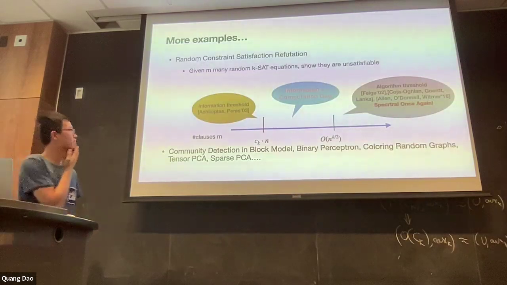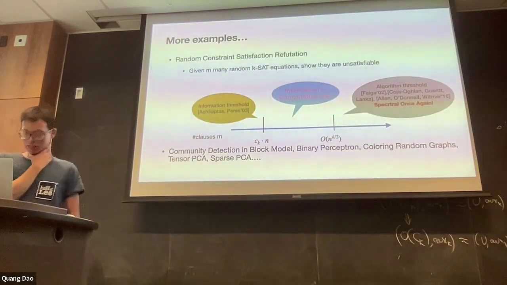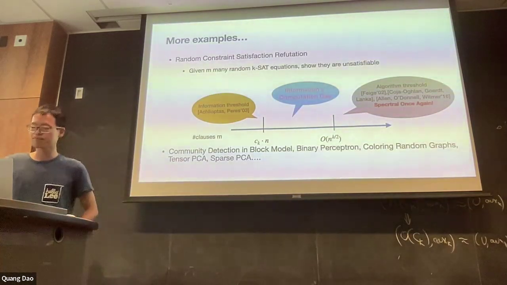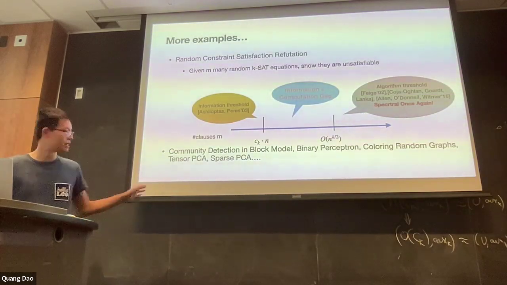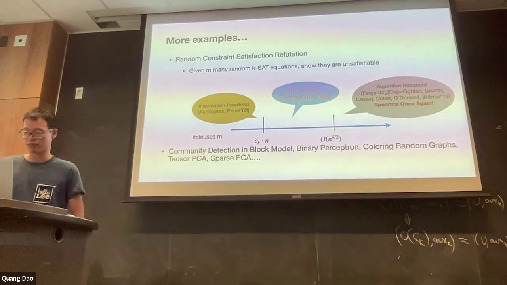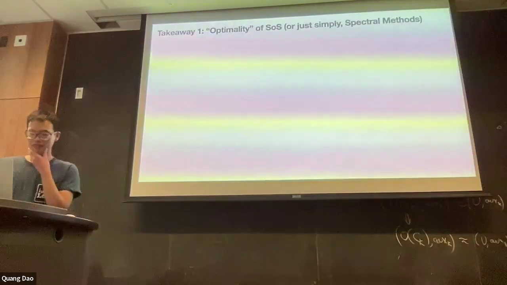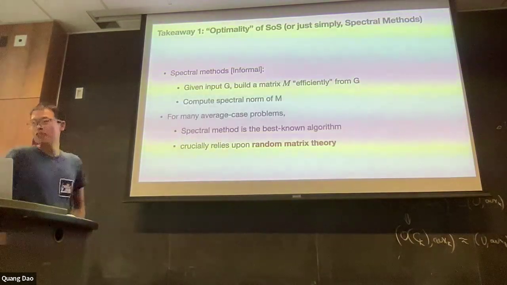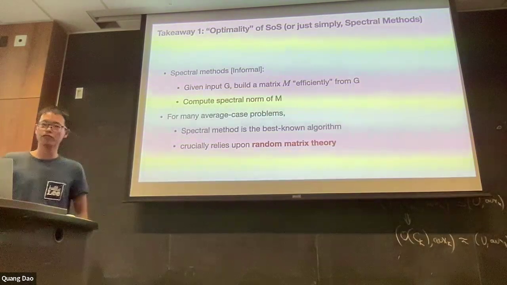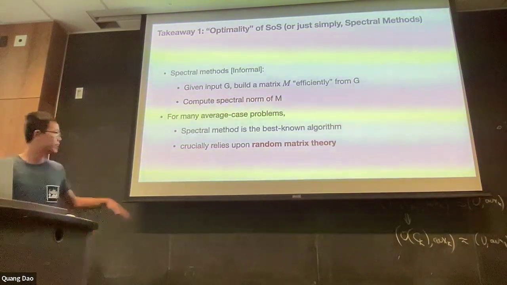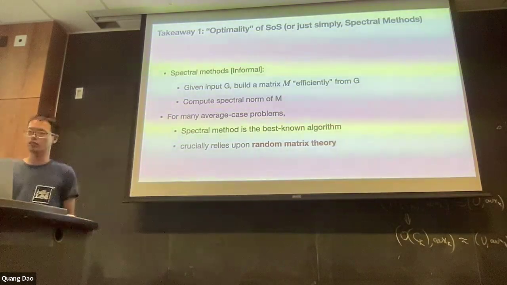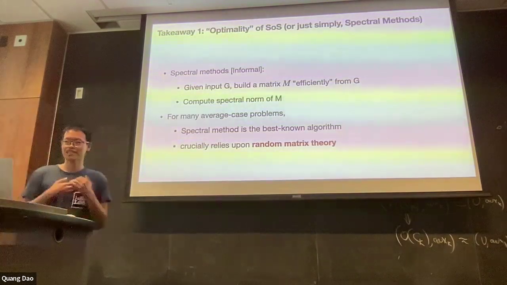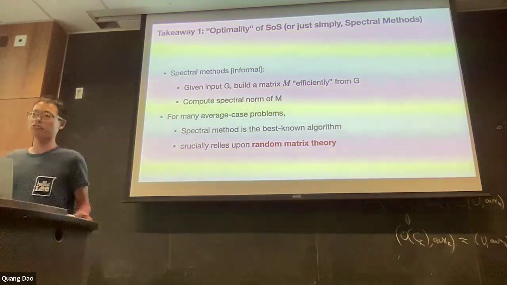And similar examples apply for refutation for random CSP and also community detection and graph coloring. For many of these problems, it's always the spectral technique that gives the best algorithm. And here's one takeaway from the first part of the talk. Spectral technique seems to be quite powerful and in fact optimal for these edge case problems. And the analysis of them usually relies on random matrix theory. For example, in the analysis for planted clique, the only thing we need to use is that a typical matrix has norm at most 2 root n.